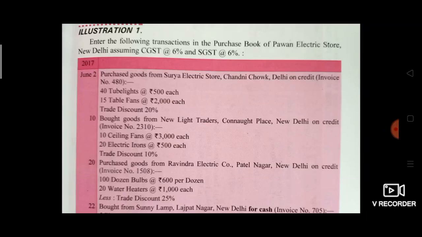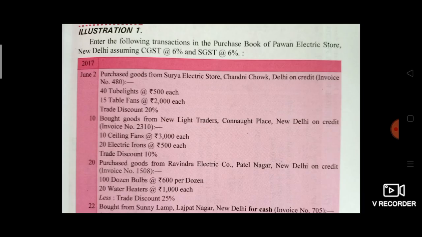Hello students, today we'll solve the next problem of preparing purchase book. In this problem we have to calculate GST. See the problem. Enter the following transactions in the purchase book of Pawan Electric Stores, New Delhi, assuming CGST at 6% and SGST at 6%.